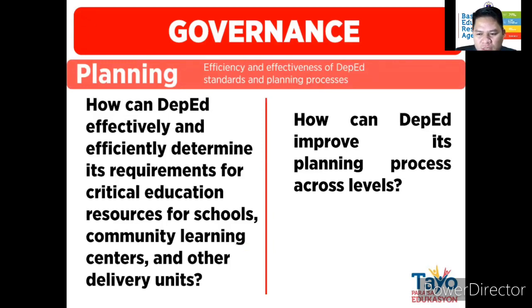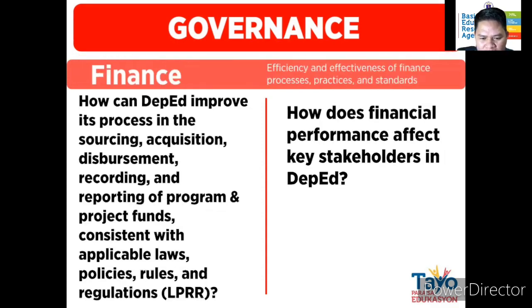We have research questions, samples. How can DepEd effectively and efficiently determine its requirements for critical education resources for schools, community learning centers, and other delivery units? Another question, how can DepEd improve its planning process across levels?